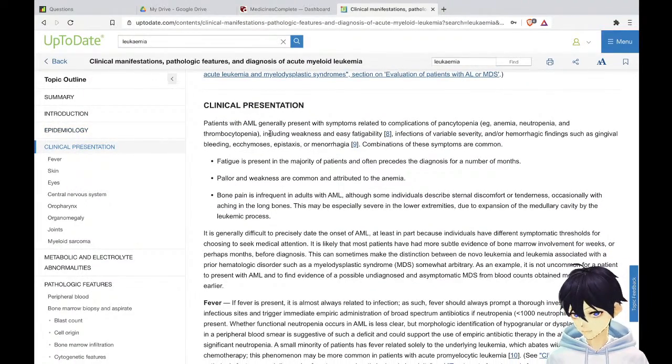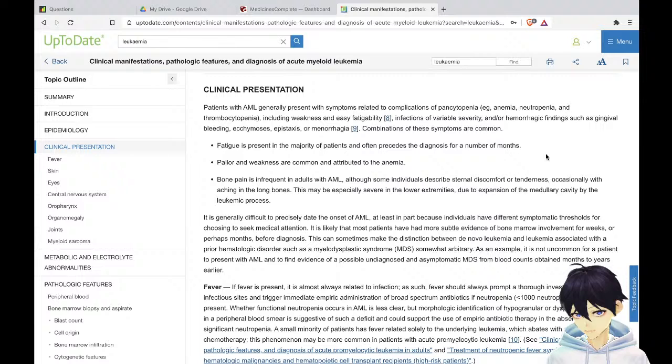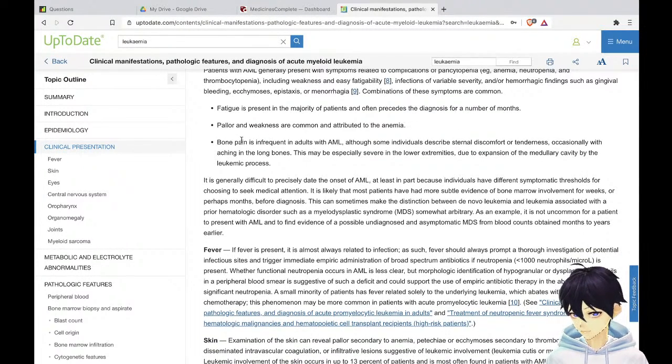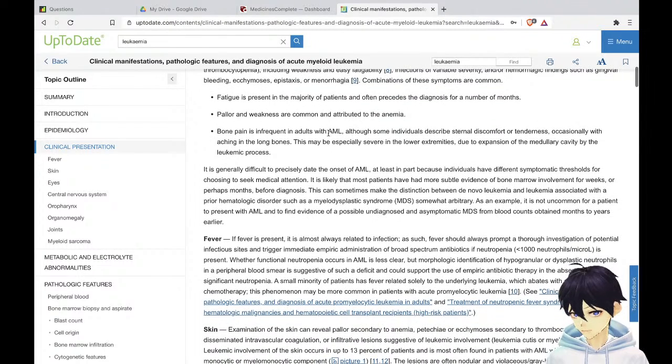Clinical presentations. Patients with AML generally present with symptoms related to complications of pancytopenia, anemia, neutropenia, and thrombocytopenia, including weakness and easy fatigability, infections of variable severity, and or hemorrhagic findings such as gingival bleeding, ecchymosis, epistaxis, or menorrhagia. Combinations of these symptoms are common. Fatigue is present in the majority of patients and often precedes the diagnosis by a number of months. Pallor and weakness are common and attributed to the anemia.